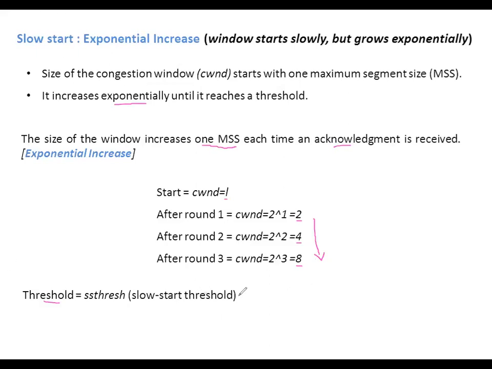For example, let us say the value of threshold is 8. So in TCP congestion control, the threshold is called slow start threshold, which means that the sender will keep on increasing its window size exponentially until it reaches value 8. So once the value of the congestion window size is equal to 8, sender will stop this exponential increase and it will go to congestion avoidance phase.